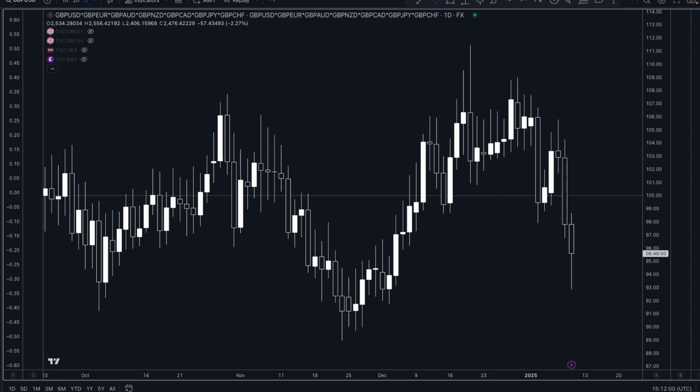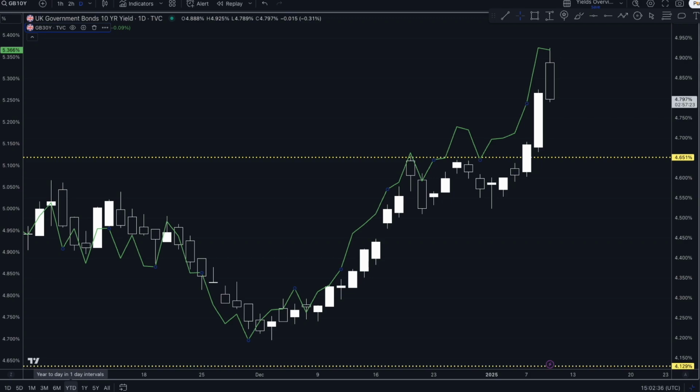We also saw dollar strength on President-elect Trump's tariff promises that they were coming and that he was looking at bringing in some emergency legislation to allow the US government to implement those tariffs that President-elect Trump has been threatening. So all of that led to some weakness in the pound last week. And we saw this big move in the UK bond market.